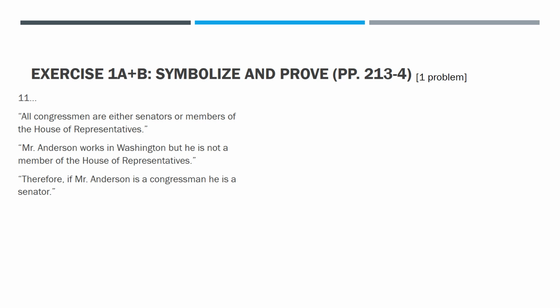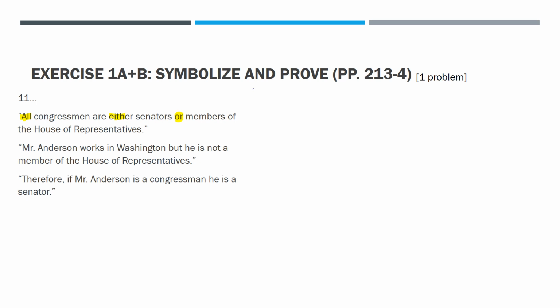On page 214 of the Suppes Hill textbook, number 11, we have the following argument. All congressmen are either senators or members of the House of Representatives. Mr. Anderson works in Washington, but he is not a member of the House of Representatives. Therefore, if Mr. Anderson is a congressman, he is a senator. Makes sense. All right. First premise, we have a universal affirmative. And notice we also have a disjunction because we have this either, this or. So in the consequent, we will have a disjunction.